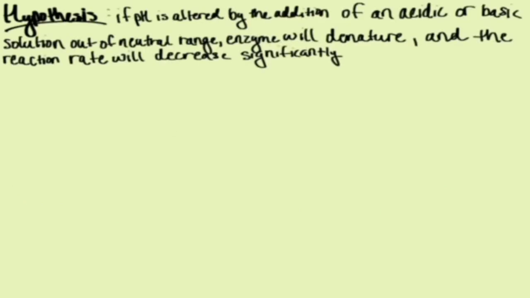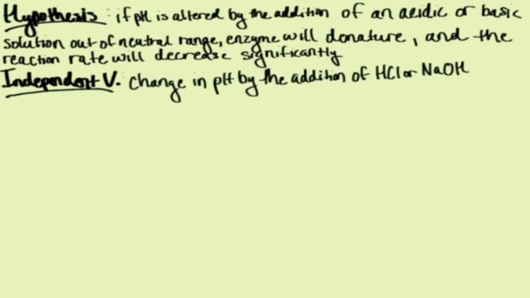Our hypothesis was that if the pH is altered by the addition of an acidic or basic solution out of the neutral range, the enzyme will denature and the reaction rate will decrease significantly. Our independent variable is the change in pH by the addition of HCl or NaOH. The dependent variable is the time it takes for the reaction to go to completion.